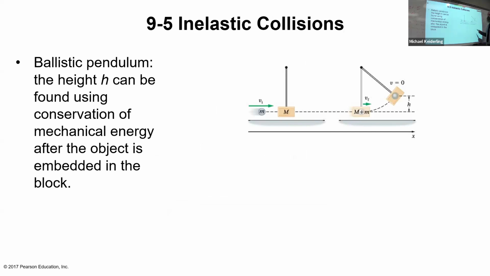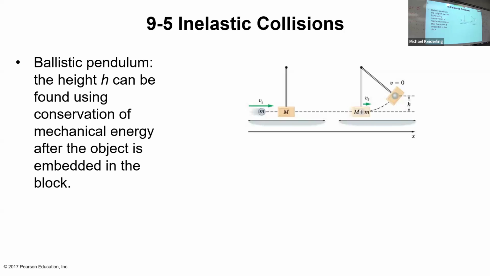So a tool that exploits this is something called the ballistic pendulum. If you know the initial velocity and the mass joins this larger mass that starts at rest, you have some initial velocity, they combine into a mass big M plus little m, and then it swings upwards to some height. The height can be found using conservation of mechanical energy after the object is embedded in the block. So that describes going forward, figuring out the height based on the initial velocity.